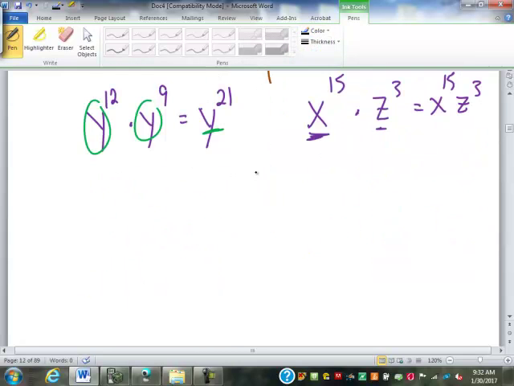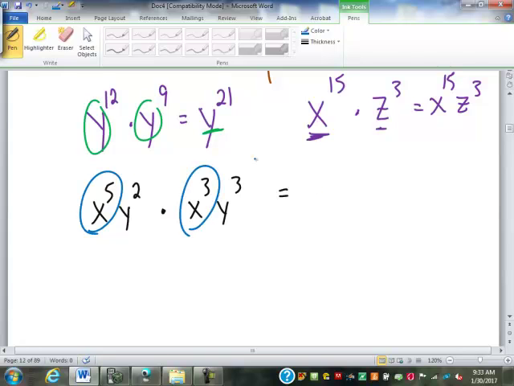We can have multiple variables, however. We could have x to the 5th y squared times x to the 3rd y to the 3rd. I can combine the x's with the x's. What's x to the 5th times x to the 3rd? X to the 8th. I'm just adding powers. And then the y's with the y's. Y squared times y to the 3rd. Y to the 5. 2 plus 3 is 5.